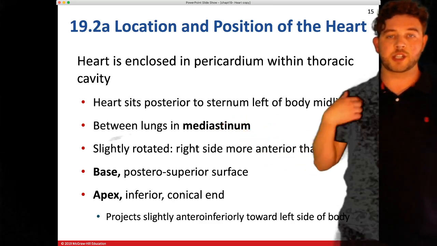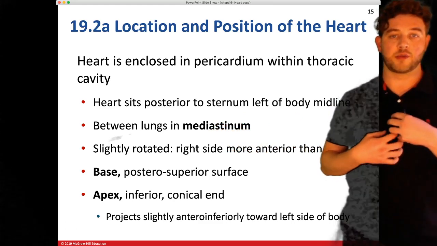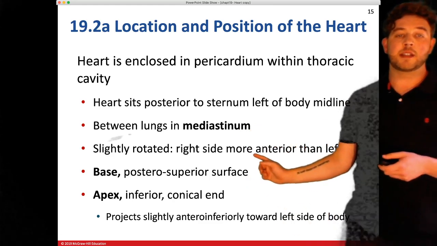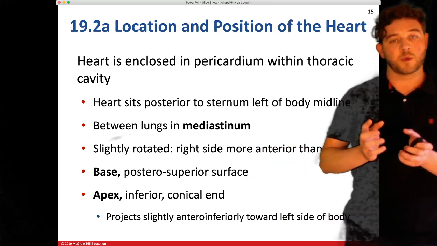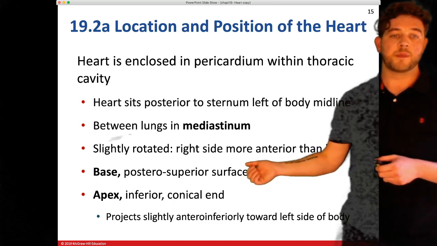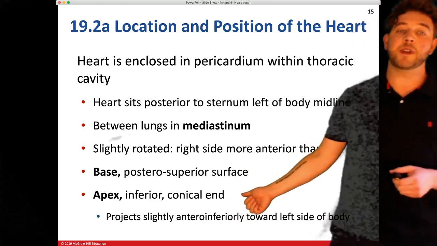So each lung is in its own sac, and then your heart has its own chamber as well, and it's called your mediastinum. It is slightly rotated. The right side is a little bit more forward than the left side, so it's just twisted a little bit towards the left. The base is the posterior superior surface, and the apex is the inferior conical end.